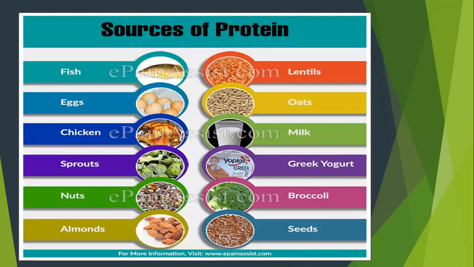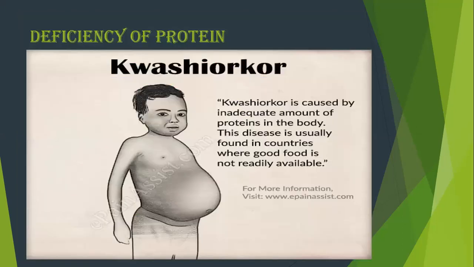You can see that there are various plant and animal sources over there. So you can see fish, eggs, chicken, sprouts, nuts, almonds, lentils, oats, milk, yogurt, broccoli, seeds, all are the sources of protein.